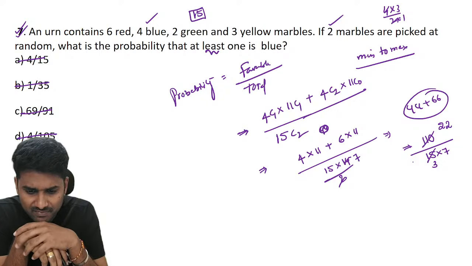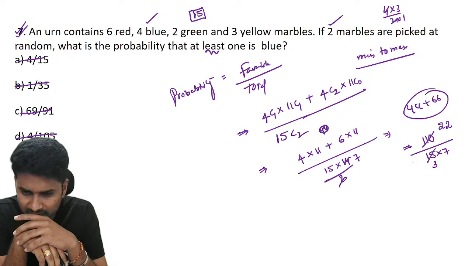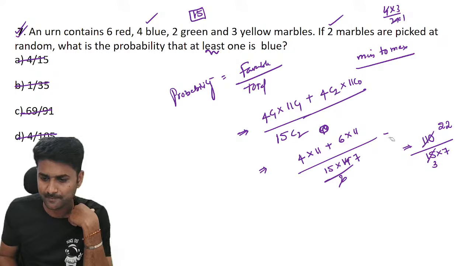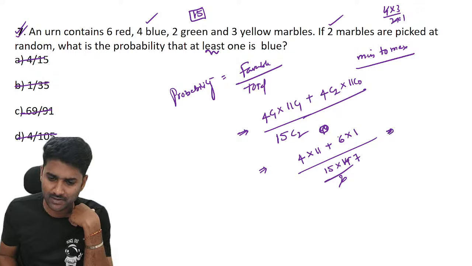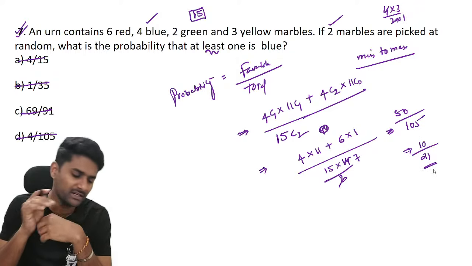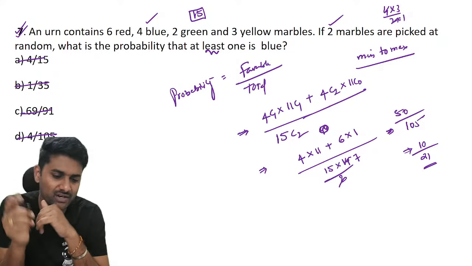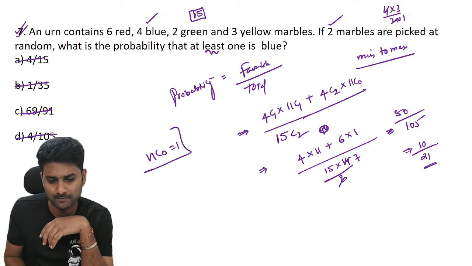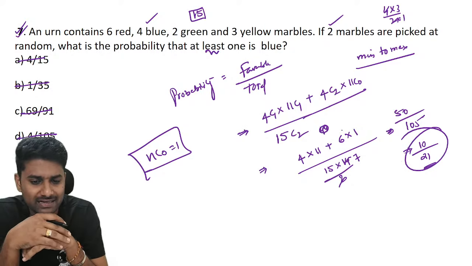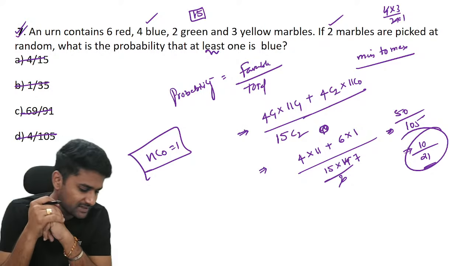Let me check once here. 4C2, 4 into 3 divided by 2 into 1, so it's 6. 11C0, sorry guys, it's not 11C1. 11C0 is 1. NC0 is 1, right? So 44 plus 6 means 50 divided by 105. 5 10 times, 5 21 times. Sorry for this calculation. So the total probability to pick 2 balls with at least one blue ball is 10 by 21. 10 by 21 is the correct answer.